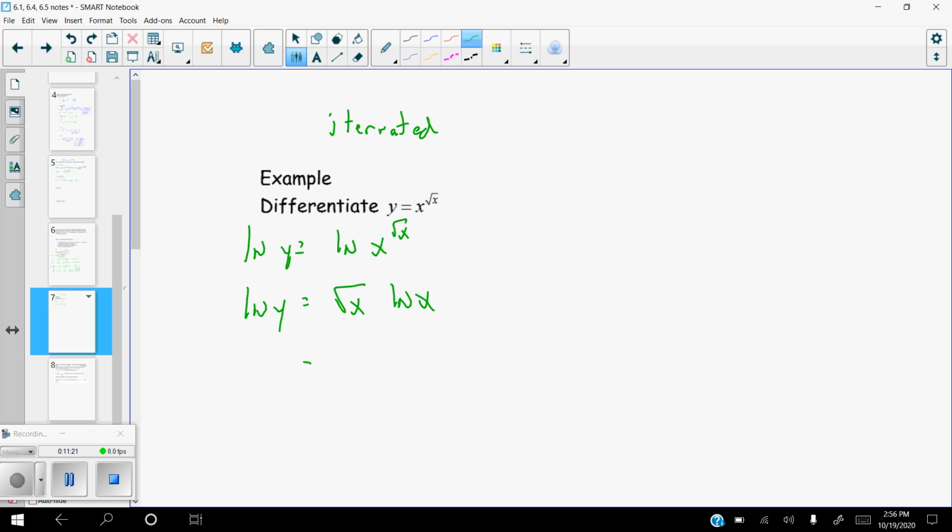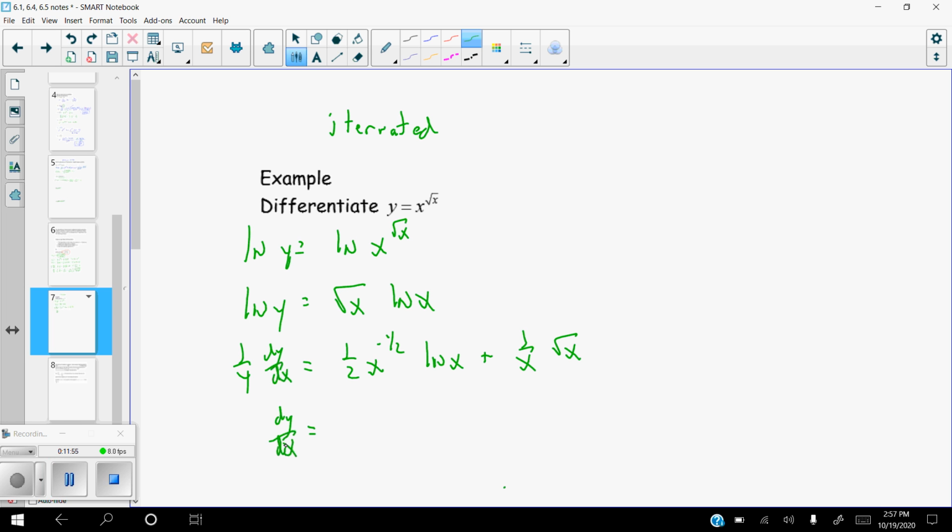So we're going to take the derivative of the right side of the equation. Product rule. Derivative of the first term is 1/2 x to the negative 1/2 times the second term, natural log of x, plus derivative of the second term, 1/x times the first term, square root of x. Derivative of the left side, 1/y, dy over dx. Solving for dy over dx means multiplying both sides through by y.